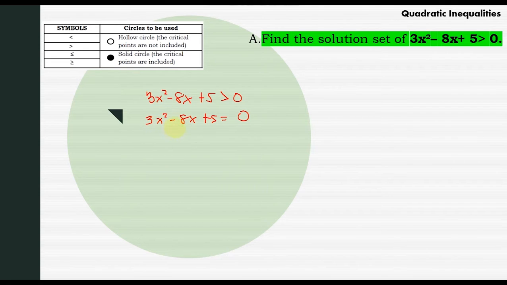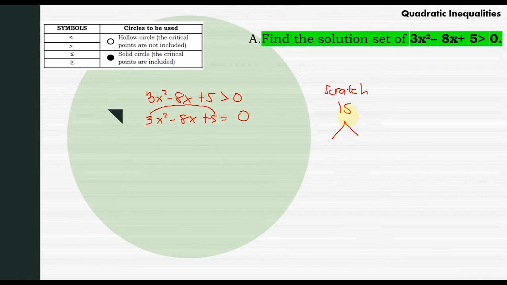I prefer using factoring. So by using factoring, I'm going to multiply a by c. So 3 times 5 will give me 15. So I'll be making my sketch here so you can see how I factor this number. And before factoring, you need to consider the value of b. We have here negative 8, so it means the sum of the factors should be negative 8.